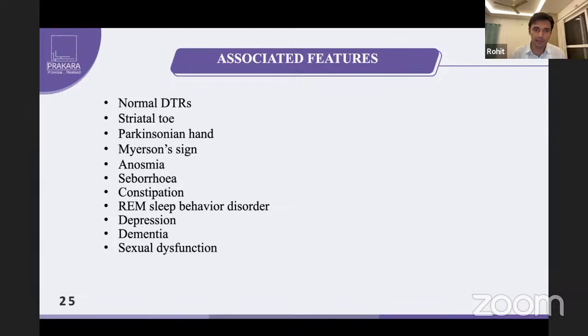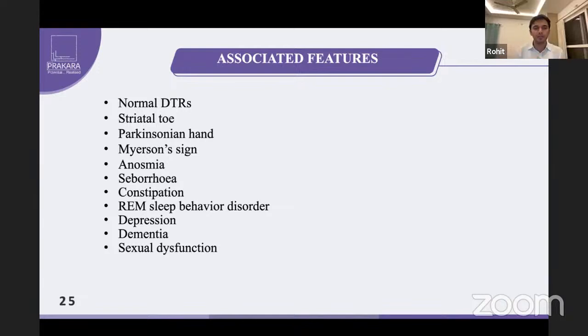Another associated feature is anosmia. They can lose their sense of smell many years before developing motor manifestations, because as we've seen in the Braak staging, the olfactory bulb is the earliest stage. The olfactory bulb gets affected in stages 1 and 2 itself. So that's why they tend to develop anosmia. Some patients can develop constipation. Some develop sleep disturbances also, like sleep fragmentation. That is, they cannot have a sound sleep at a stretch.